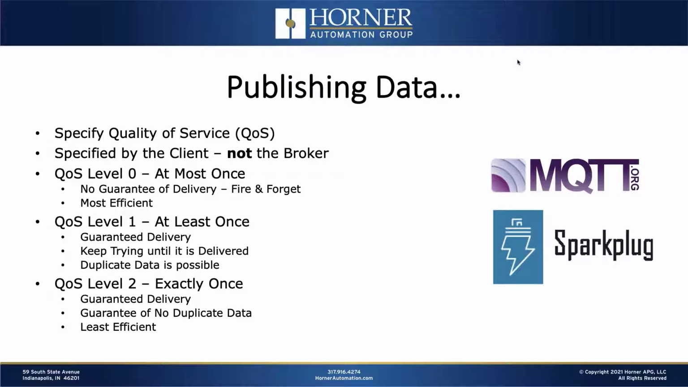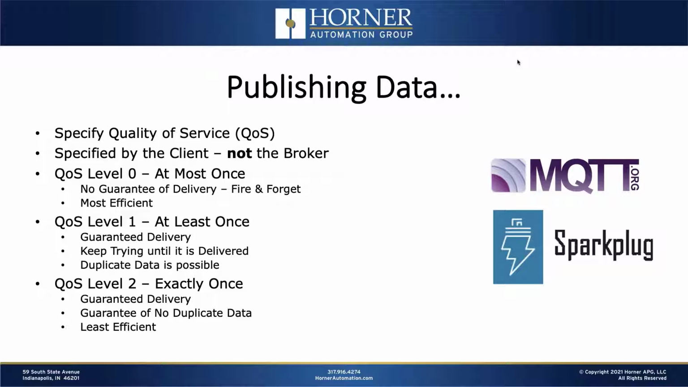Quality of service level 1 means that the message will be sent at least once. It means there's guaranteed delivery. There's handshaking between the broker and the client. And effectively, the client will keep trying until the data is delivered, or vice versa if it's a message that's initiated from the broker. But it's possible you could have duplicate data. In some applications, that's not a big deal. Like that process temperature I was referring to before, getting a duplicate message of the same process temperature from the same reading is probably not a big deal.